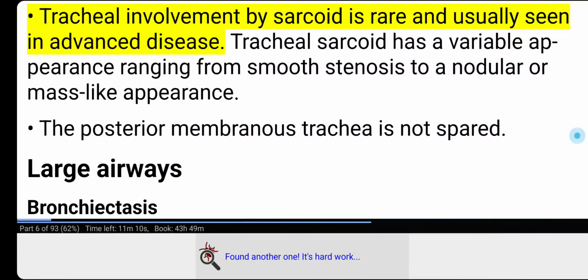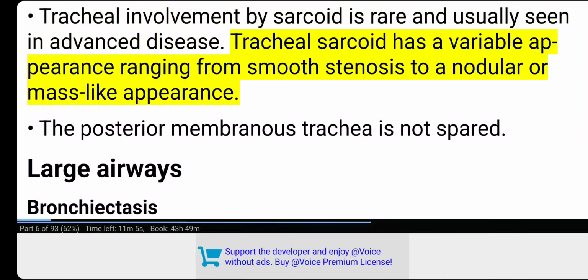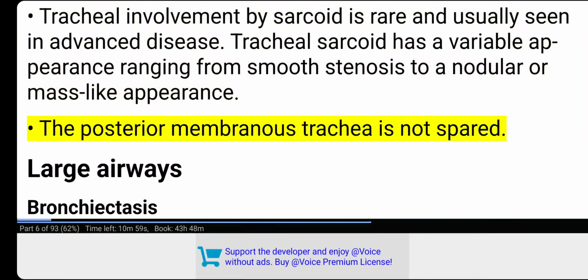Sarcoidosis. Tracheal involvement by sarcoid is rare and usually seen in advanced disease. Tracheal sarcoid has a variable appearance ranging from smooth stenosis to a nodular or mass-like appearance. The posterior membranous trachea is not spared.